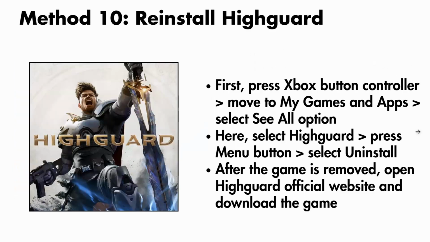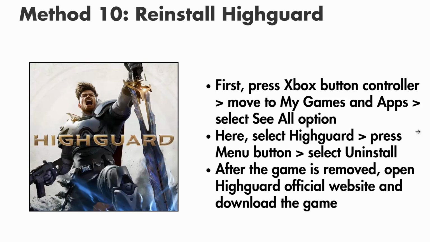If not, next is to reinstall Highguard game. So for that, press Xbox button on controller, then move to my games and apps and select see all option. Here select Highguard game, then press menu button. After that, select uninstall. After the game is removed, open Highguard official website and download the game and then check if everything is working fine.